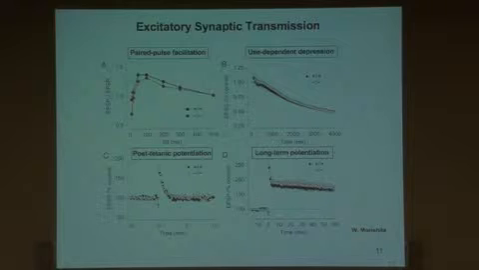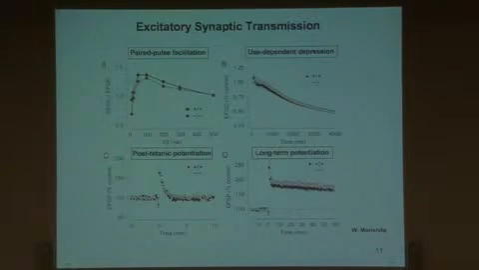If we were to see changes in vesicle recycling, we would see changes in use-dependent depression, and we didn't see any changes in this paradigm as well. And if there were any alterations in postsynaptic receptor function, we would see changes in long-term potentiation. And again, we didn't see any changes across these four paradigms in the excitatory synaptic transmission.